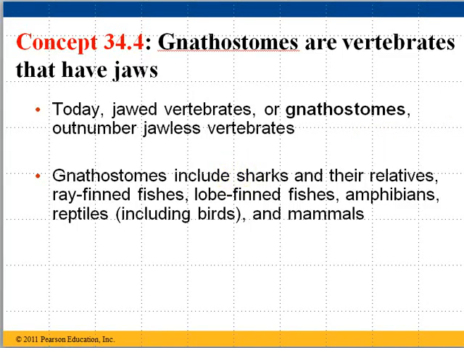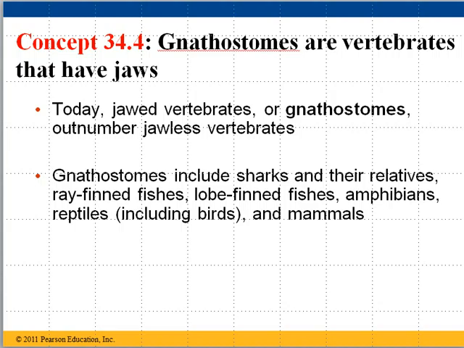Concept 34.4 has our next group of creatures called gnathostomes. The G is silent. Gnathostomes are vertebrates that have jaws. Today, jawed vertebrates or gnathostomes outnumber jawless vertebrates. So there's only a few different types of jawless vertebrates still around. They would have been more plentiful back in the early days of the development of the vertebrates, but now jawed vertebrates make up the majority.